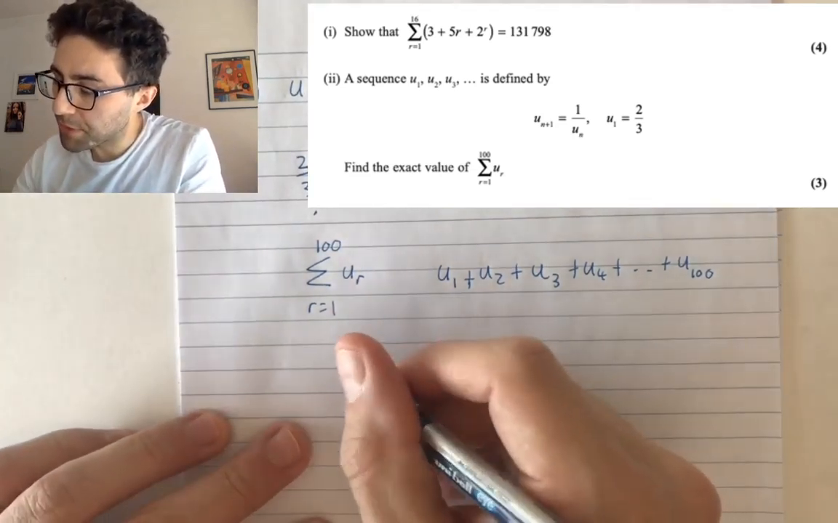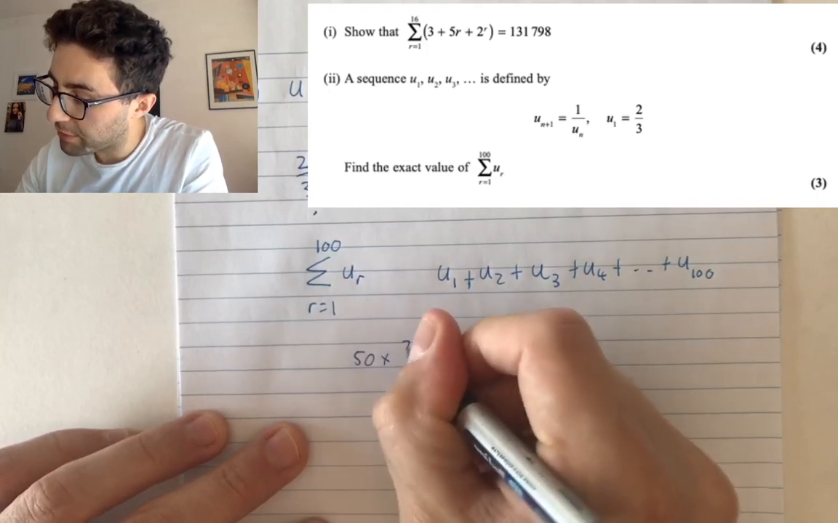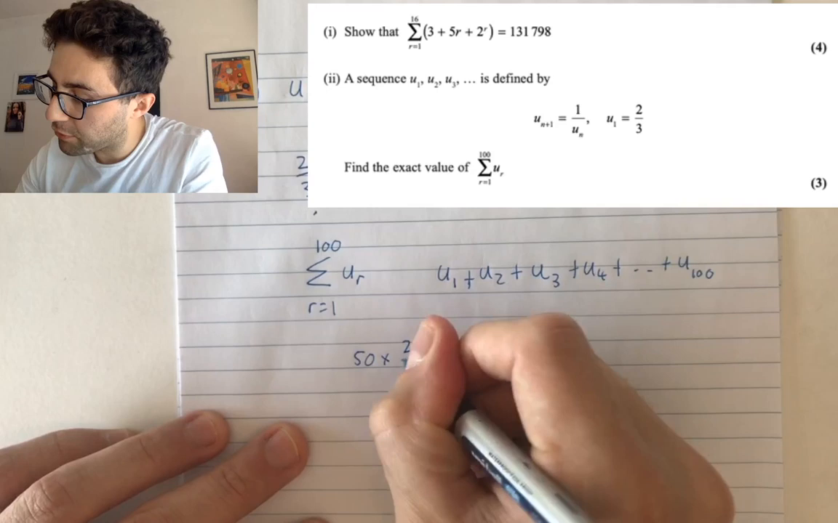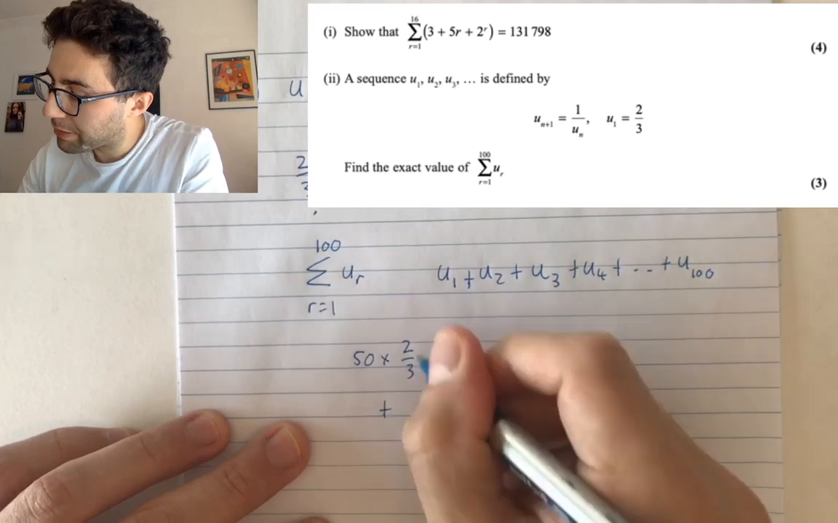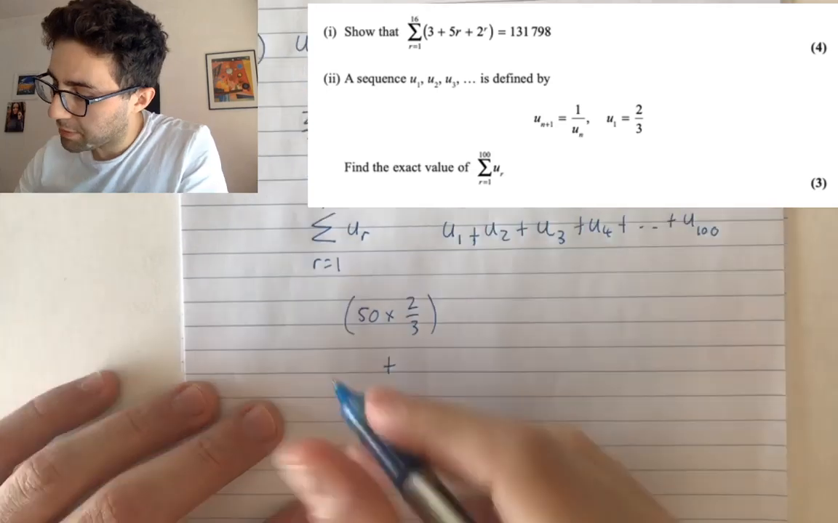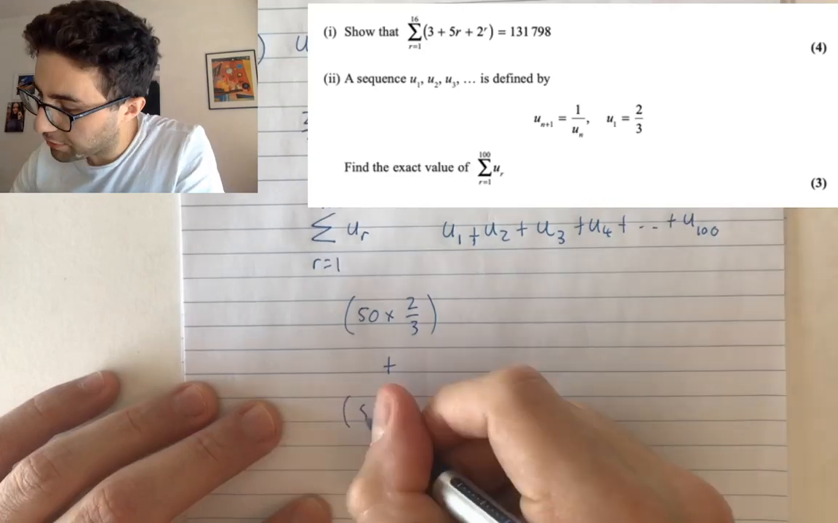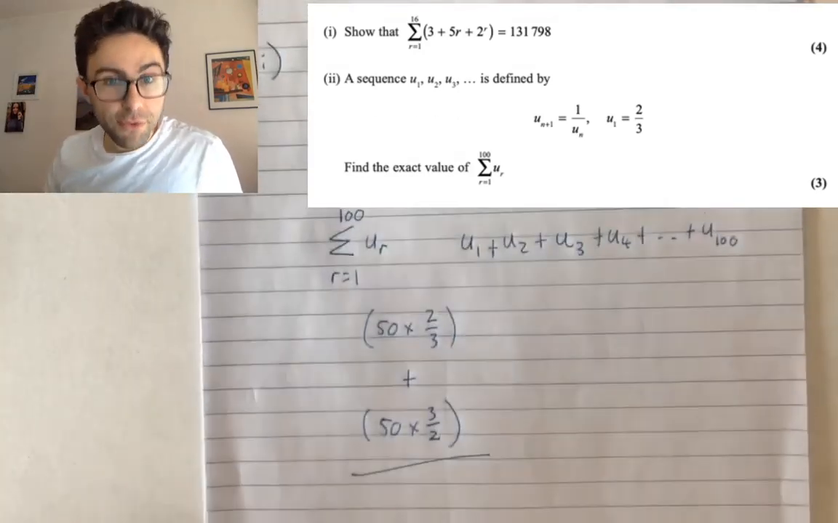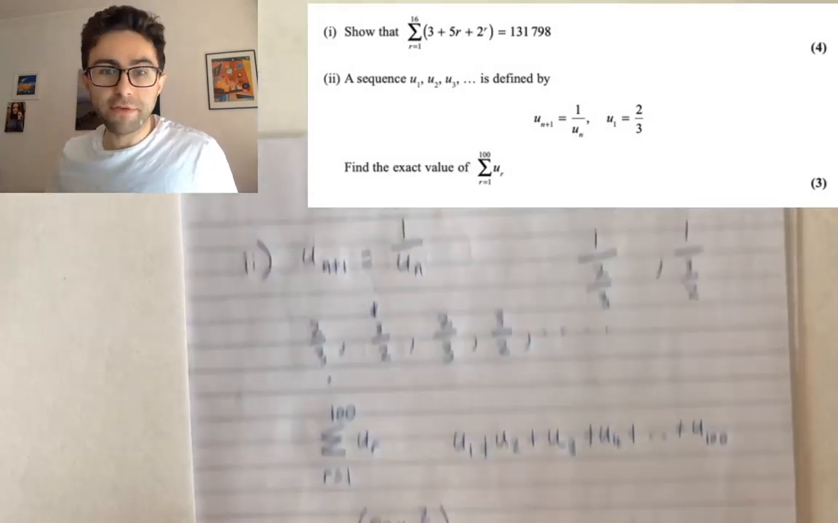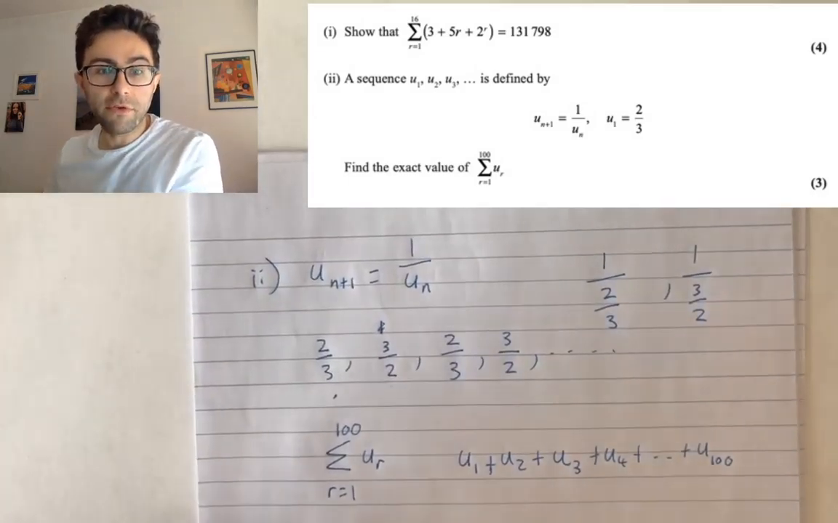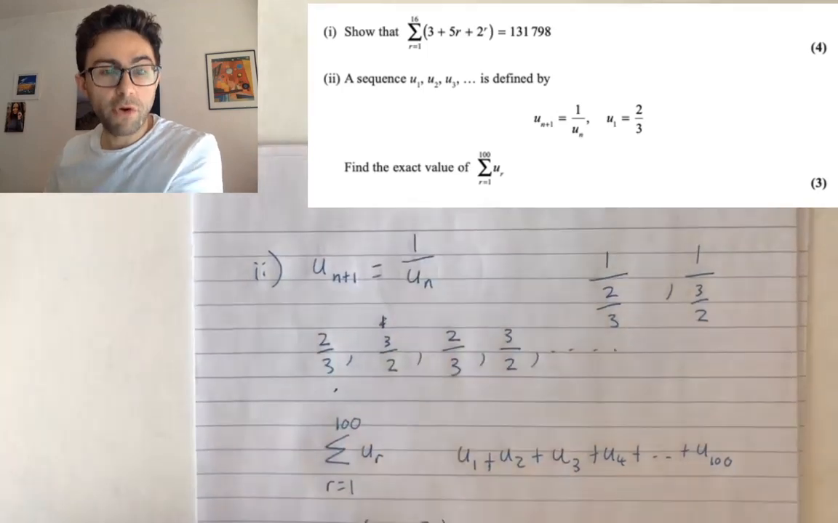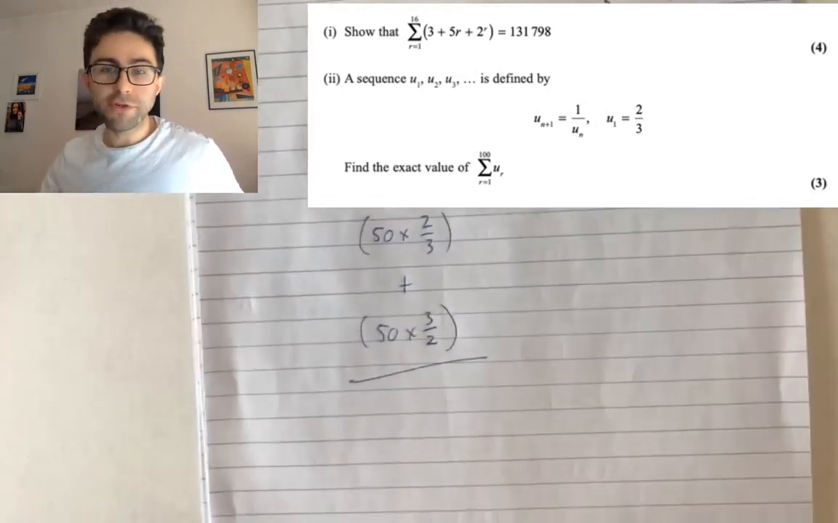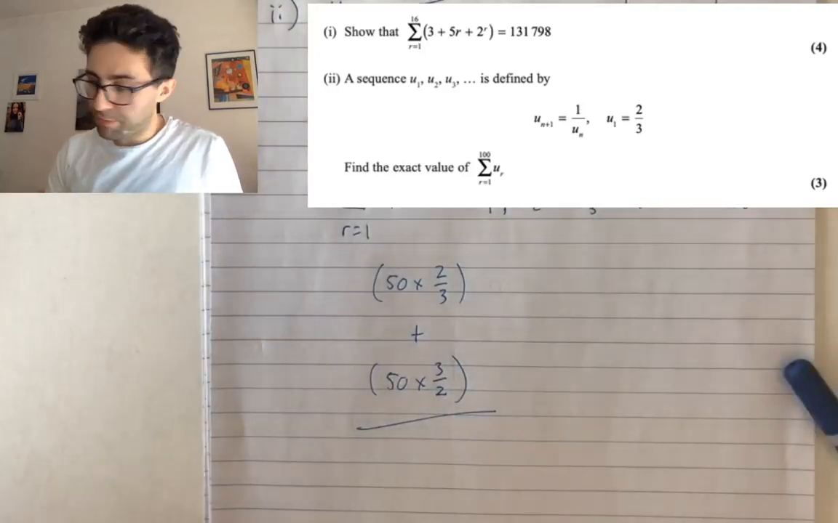So really, the first 100 terms are just going to be 50 times 2/3 plus, in my weird vertical way of doing things, 50 times 3/2. Because if you look at the sequence, there's 100 terms, just going back and forward between 2/3 and 3/2. There's 50 2/3s, there's 50 3/2s. Bish bash bosh.